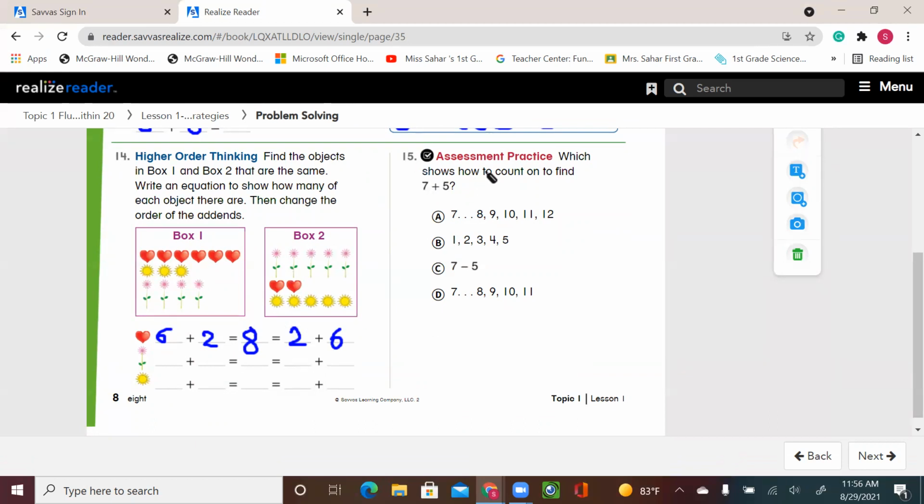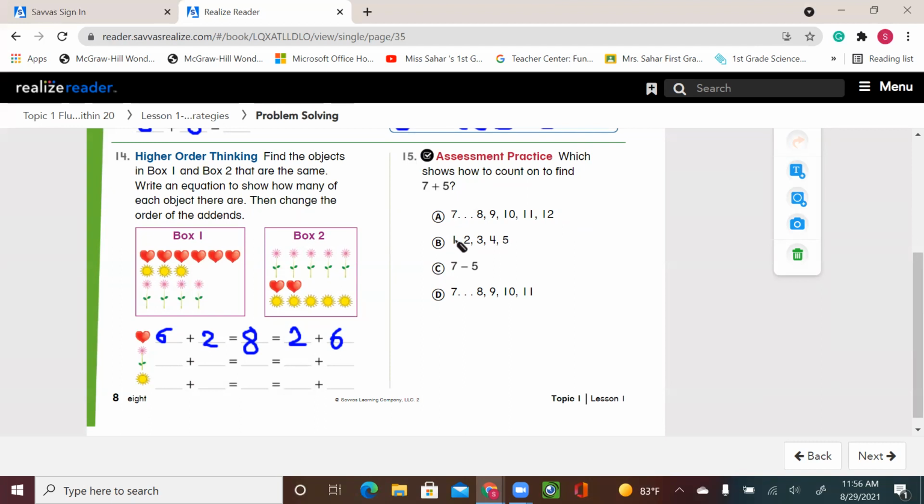Let's go for number 15. Which shows how to count on to find 7 plus 5. 7 plus 5. If this is the right way, 7, 8, 9, 10, 11, 12. I'm counting on, this is the 7, and I have to add 5. 1, 2, 3, 4, 5. So 7, 8, 9, 10, 11, 12.